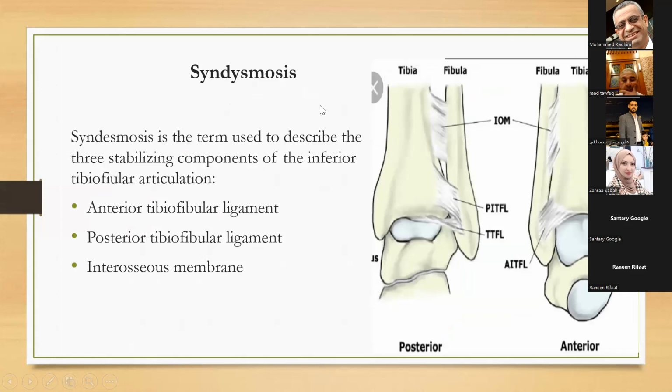The syndesmosis. The syndesmosis is a term used to describe three stabilizing components of the inferior tibiofibular articulation: the anterior tibiofibular ligament, and the posterior tibiofibular ligament, and the interosseous membrane.